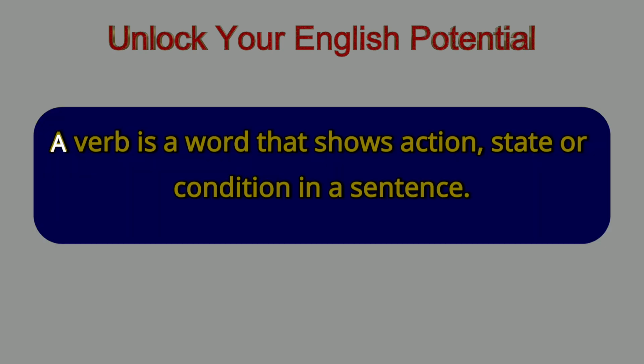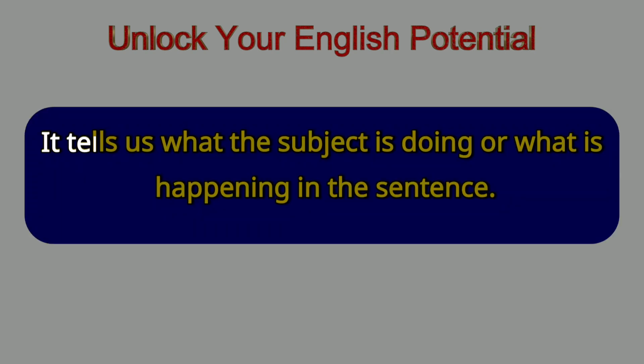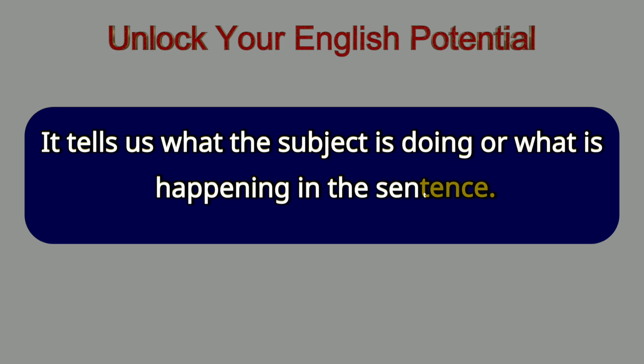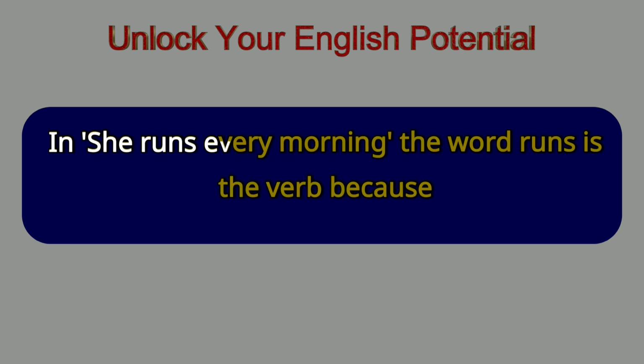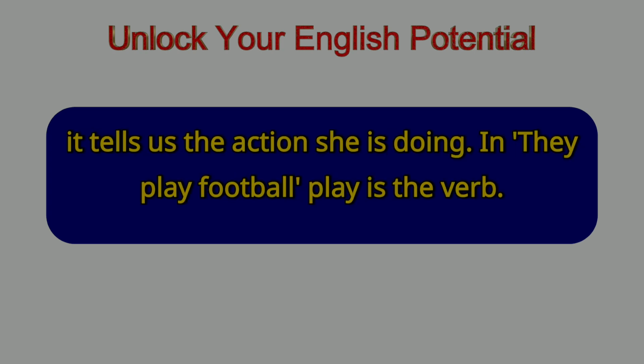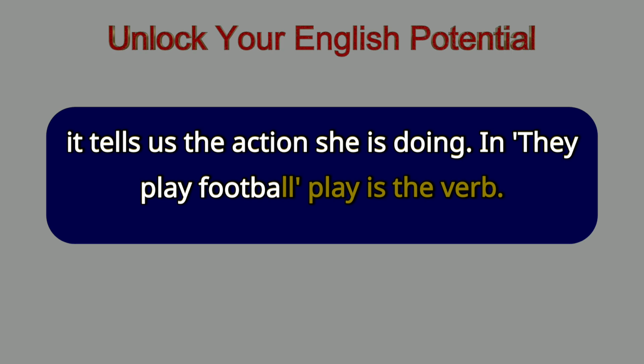A verb is a word that shows action, state, or condition in a sentence. It tells us what the subject is doing or what is happening in the sentence. In many sentences, the verb shows an action. For example, in "She runs every morning," the word runs is the verb because it tells us the action she is doing. In "They play football," play is the verb.